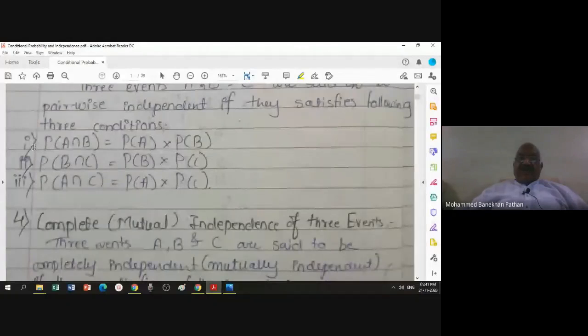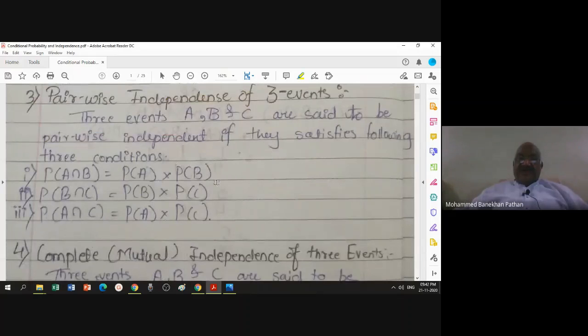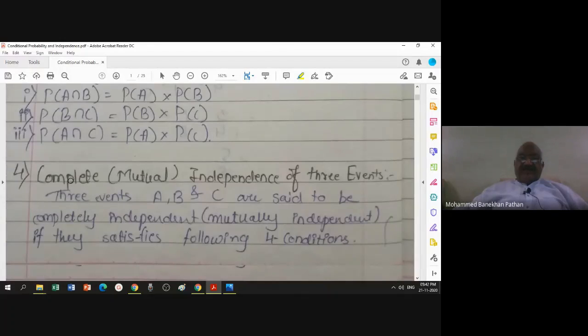Condition 1: P of A intersection B equals P(A) multiplied by P(B). P of B intersection C should be P(B) multiplied by P(C). P of A intersection C should be P(A) multiplied by P(C). That means this is the original condition of independence for two events, and it is repeated for three events by three conditions. You have to check all these three conditions. If all of them are true, then you can say the events are pairwise independent. Otherwise not.